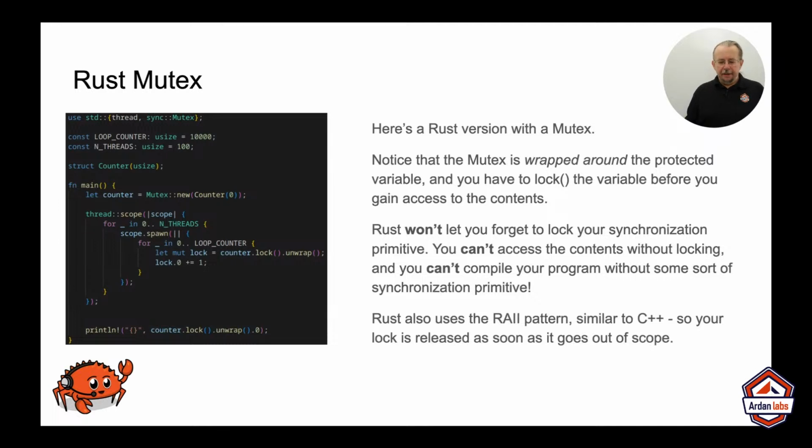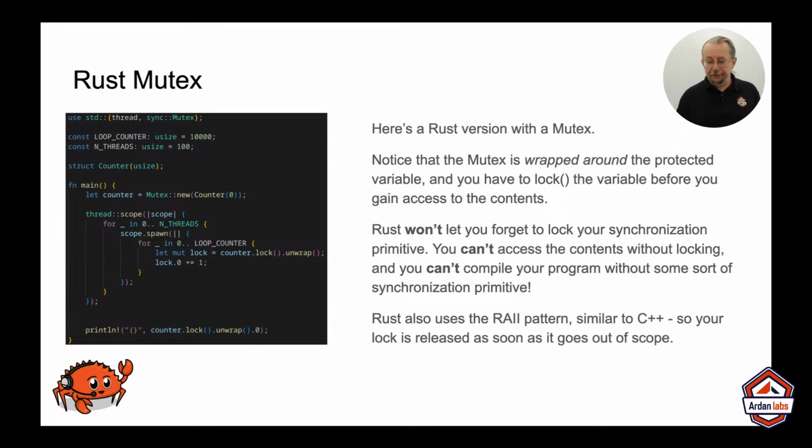And using privileged access protection, it makes it effectively impossible to get to the contents of that mutex without locking it first, because the lock function is what gives you the reference, or the mutable reference, to the data inside the mutex that allows you to change it. And so Rust will ensure that if you have a mutex and it's protecting something, you can't forget to use it.